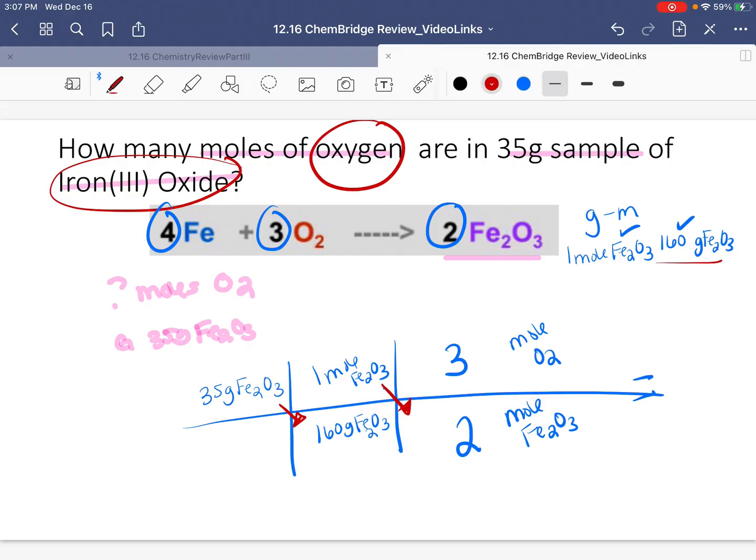I can check my work by crossing out units. Grams of iron oxide, cross out grams of iron oxide. Moles of iron oxide, cross out moles of iron oxide, and I'm left with moles of oxygen, which is what I wanted to solve for.